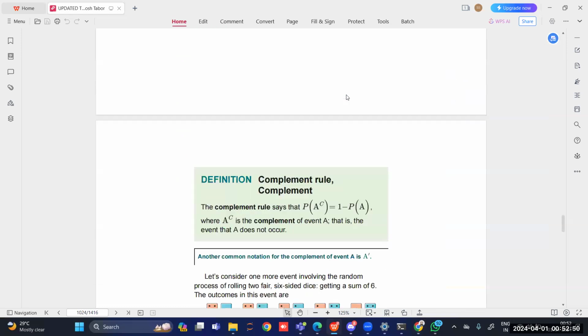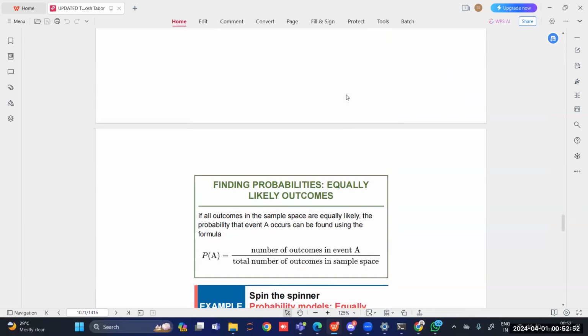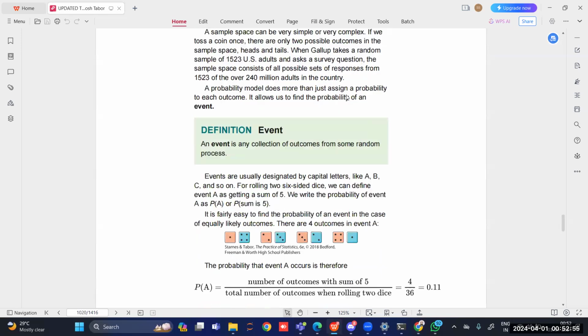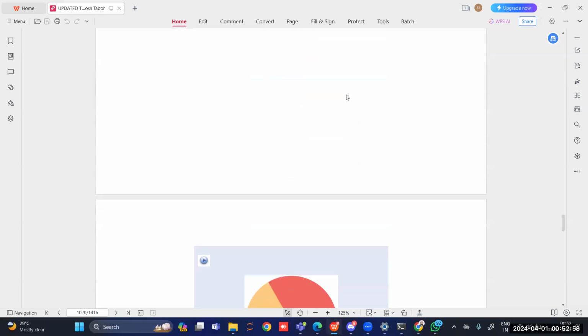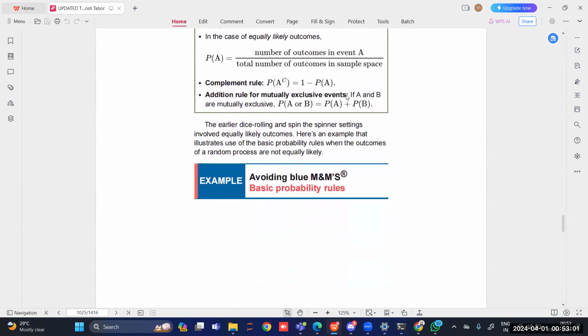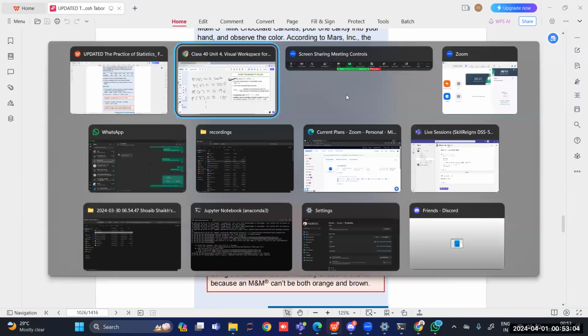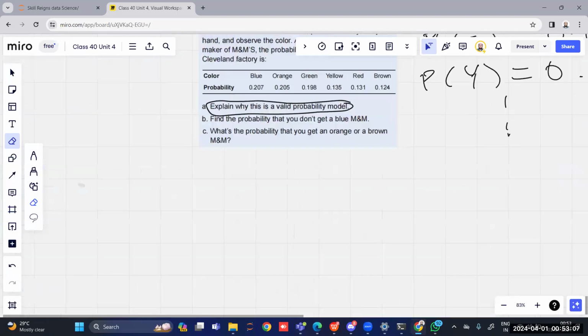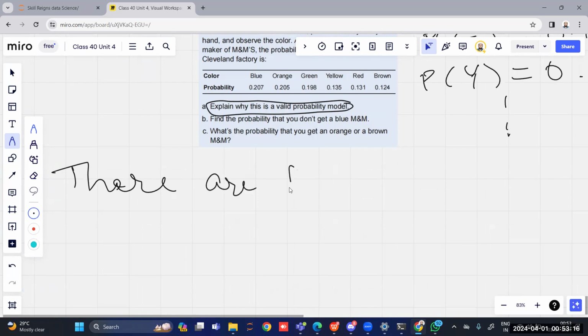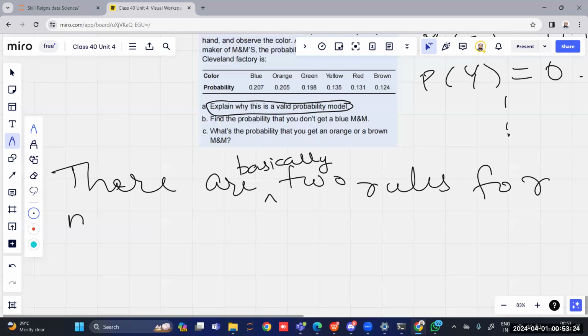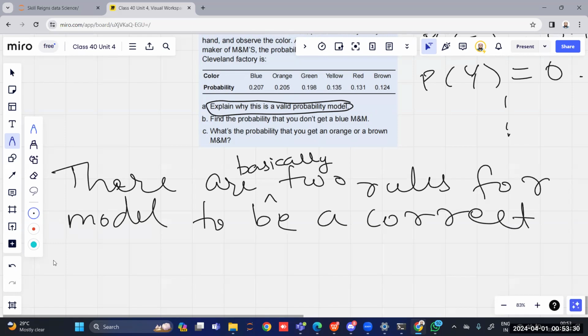I'll write it first to be more clear. There are two rules. Remember this, it is very important. It comes in entrance exams, it comes in SAT and all. There are basically two rules for a model to be a correct probability model.